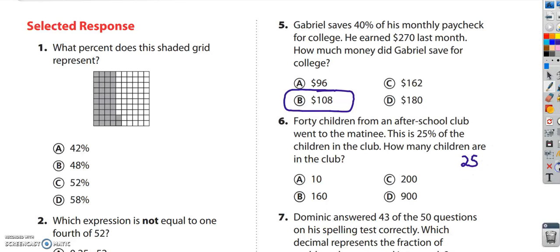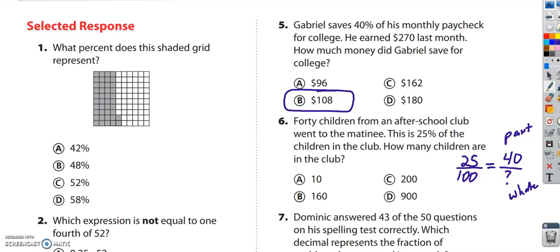And 25% means 25 hundredths, so I can just set that up as a proportion. And then I feel like I may have misread this the first time. It says 40 children. So here's the deal. Where does 40 go? It either needs to be the part or the whole. Well, I believe it's going to be the part because it asks how many children are in the club. That means we don't know how many children are in the club, but we do know that 40 kids were equal to 25%. So that's our part, and then the total we don't know. Part to whole, we don't know the whole.